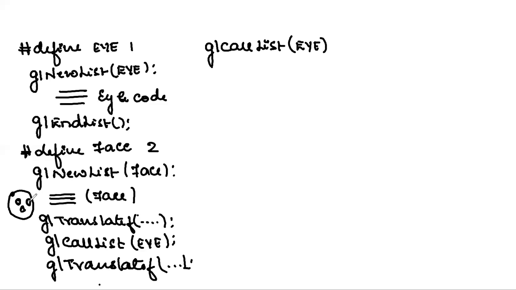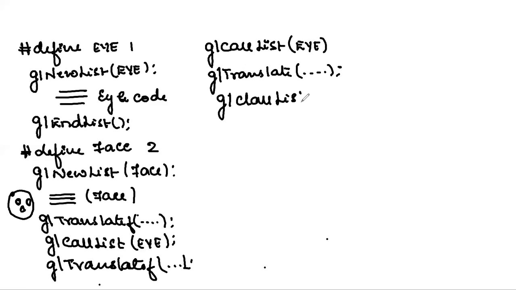We came to the first eye, second eye. Now we have to come here to draw the nose. Now to do that, we need to write glTranslate with some arguments, and then say glCallList with the next instruction, nose. But in order to write this, please remember you need to define this nose using #define NOSE.